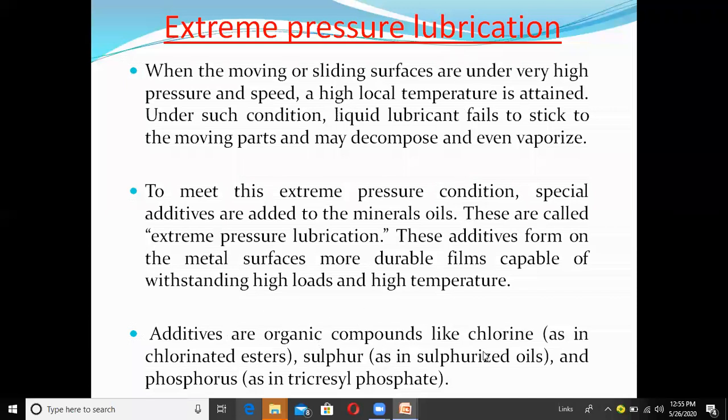Some of the additives are chlorine, chloride ester, sulfur and phosphorus. These are some of the additives we use in the oils in order to handle the pressure of the oil or to reduce the temperature of the moving or sliding surfaces. That process is nothing but extreme pressure lubrication.